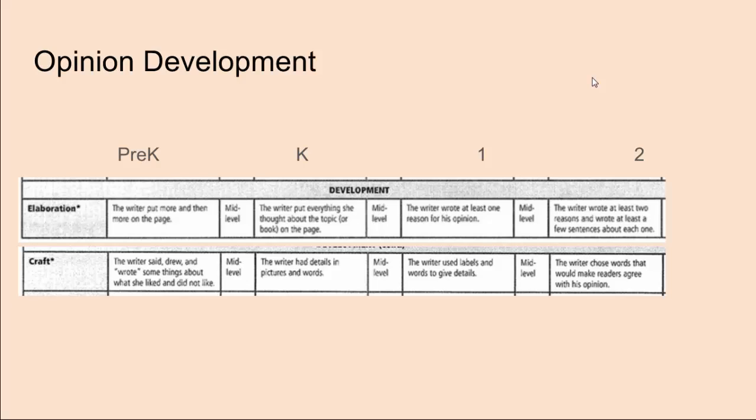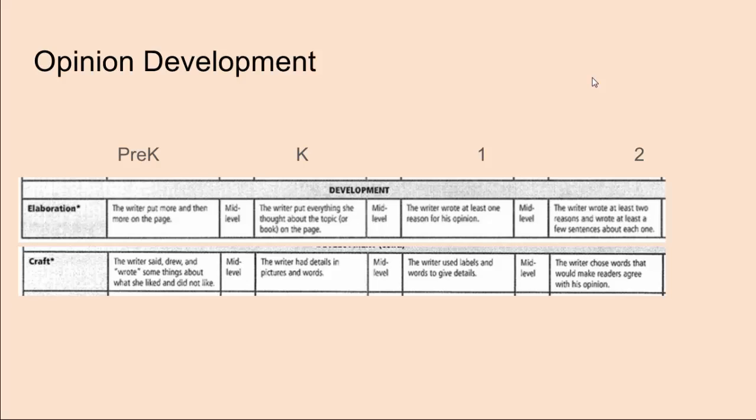In first grade, again, think about words. The labels and the words are being used intentionally to give details. We're moving a bit away from drawing for craft and making it more word-based. Second grade, choosing those strong words. So it lies there in word choice. As in that piece about my friend, the writer mentioned, we always do what I want. We always tell jokes to each other.